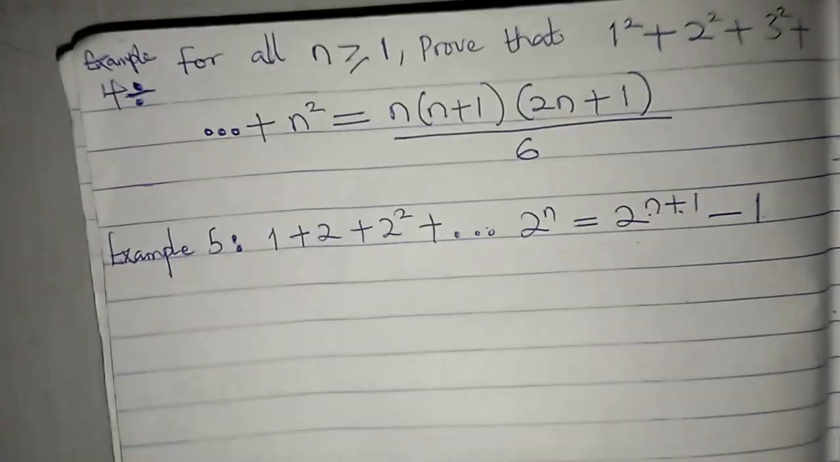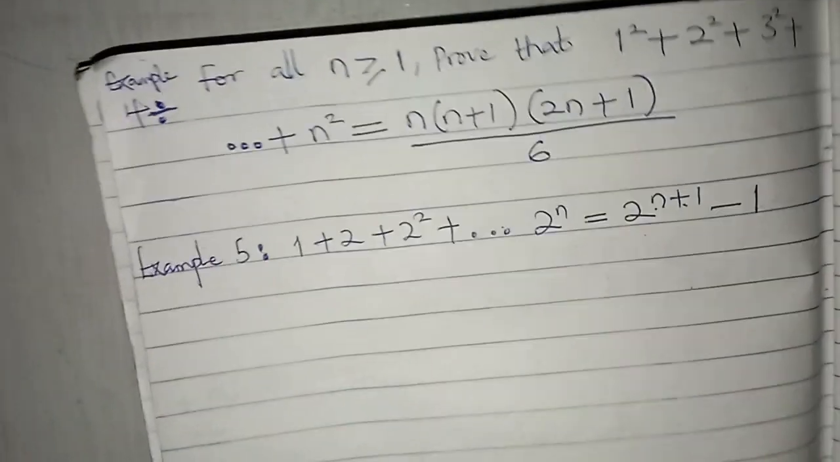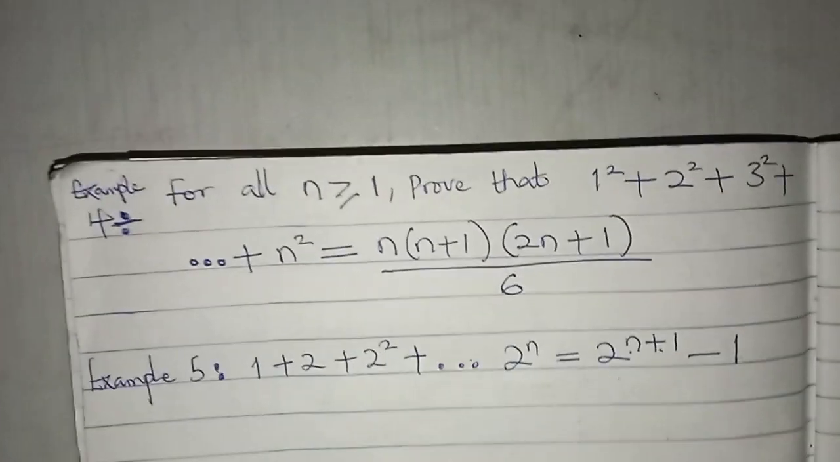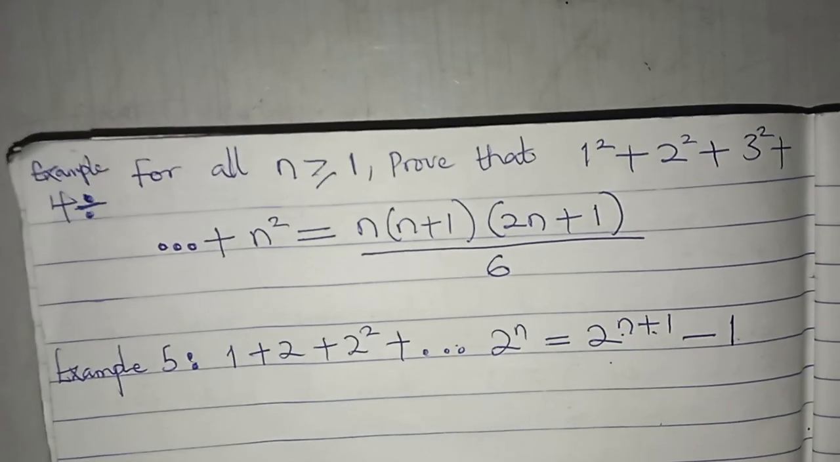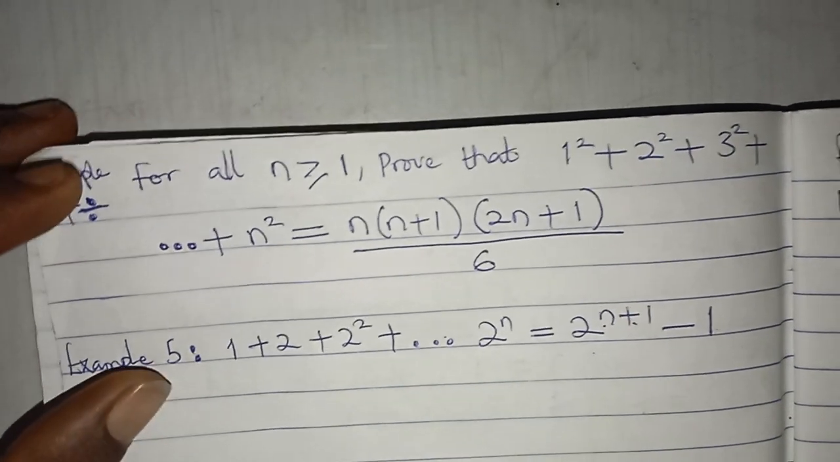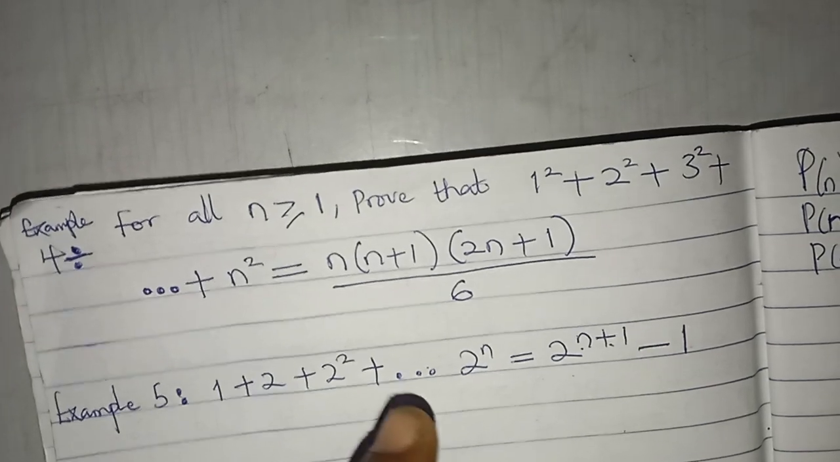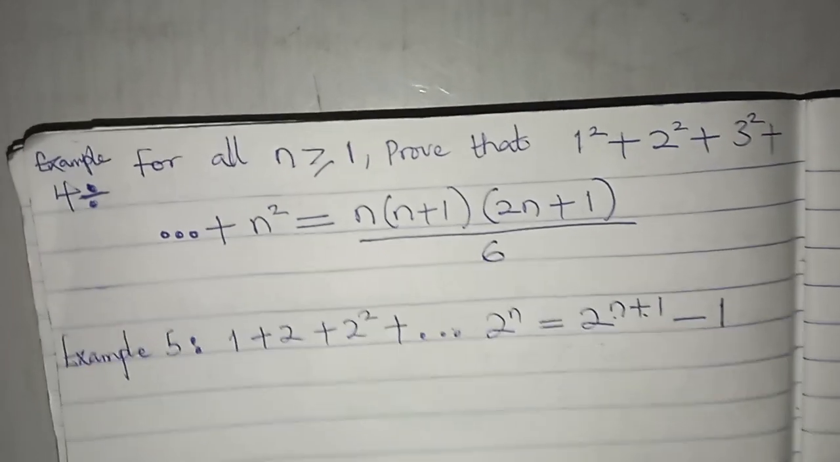Alright, so let's look at the second to the last question for today. So I have, for all n greater than 1, prove that 1 square plus 2 square plus 3 square plus ... plus n square is equal to n plus 1, whatever.